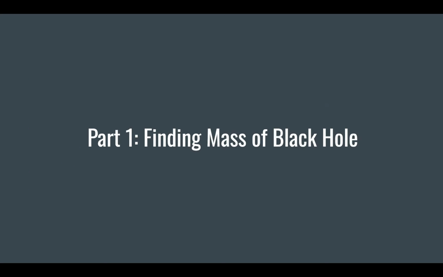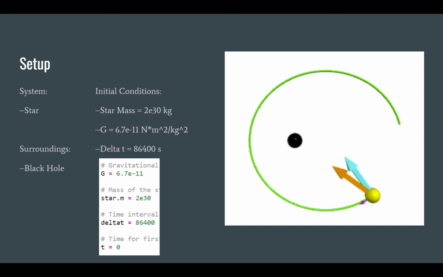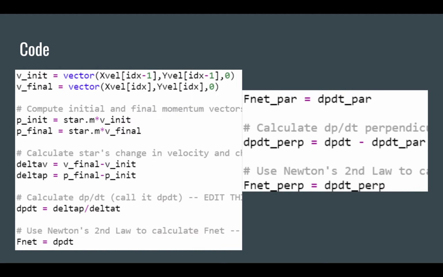Part 1 is finding the mass of the black hole. Where the system is a star, the surroundings are the black hole, and these are the initial conditions, which are also shown in the code here. In GlowScript, this is what it will look like. In the code here, we'll show you how vinit and vfinal are calculated, and how those are used to get the pinit and pfinal.